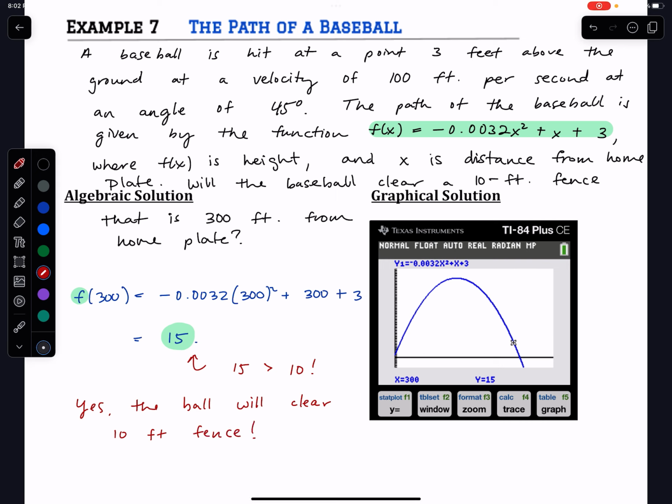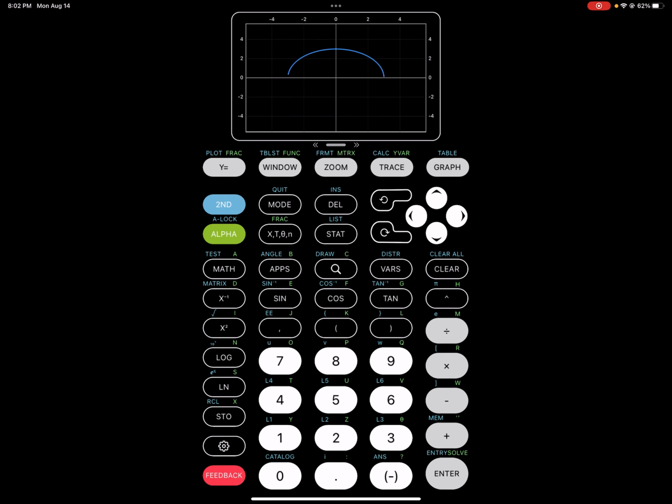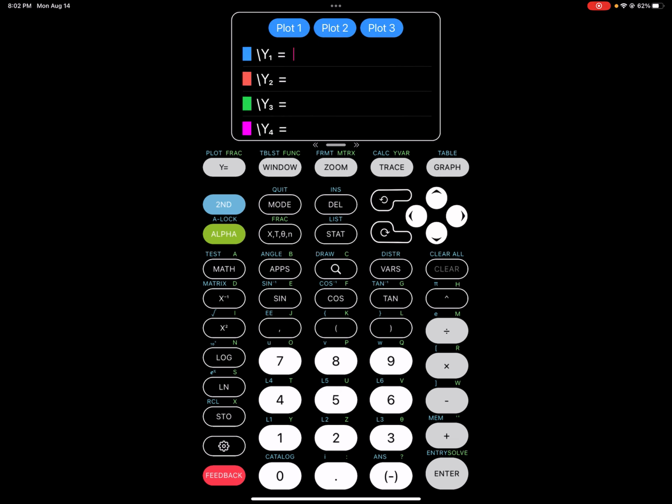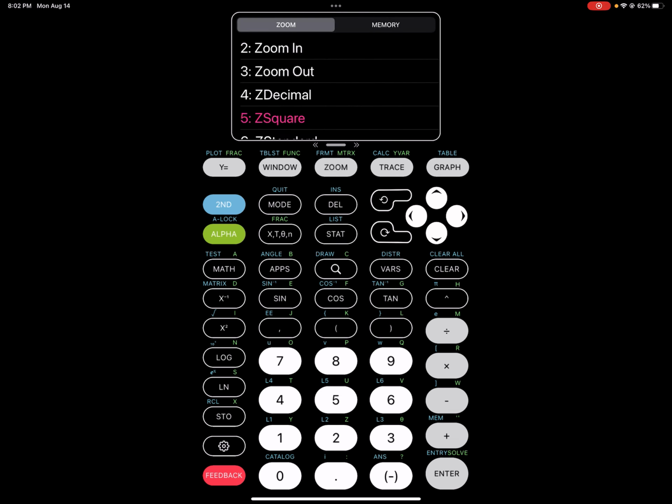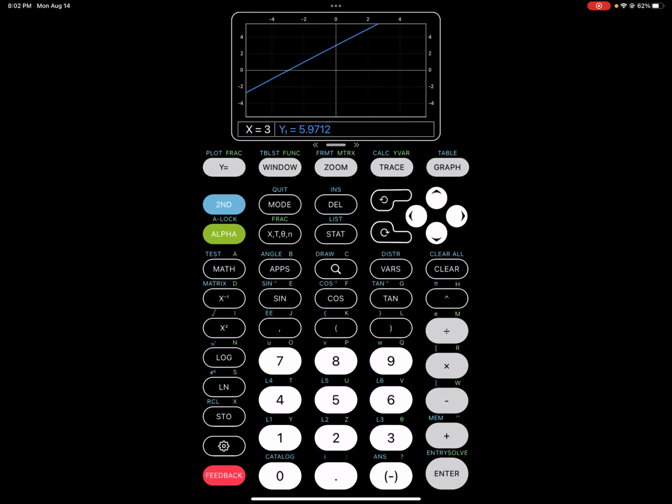Now you can solve this using your calculator too. The TI looks a lot better than the calculator I'm going to show you guys, but if you plug this into your calculator, we hit y equals negative 0.0032 x squared plus x plus 3 and hit graph. I'm going to zoom out, zoom way out.